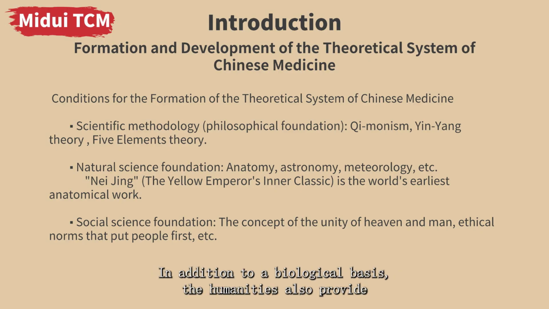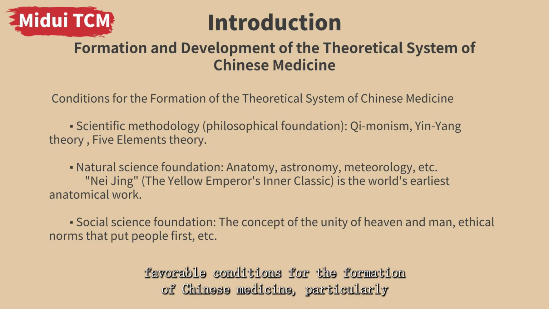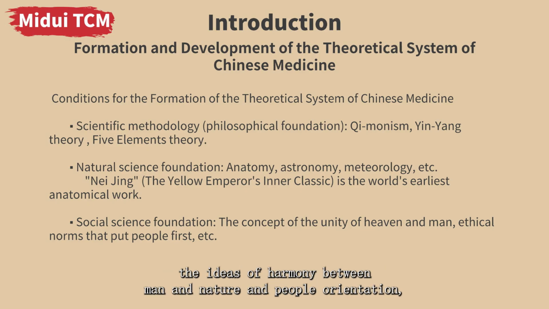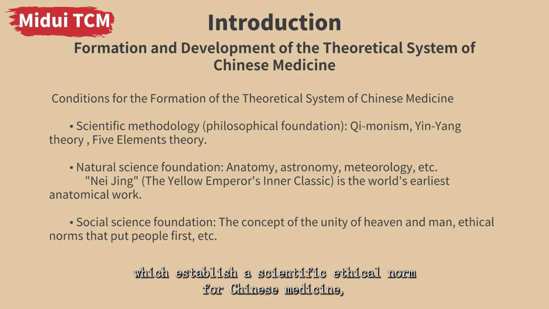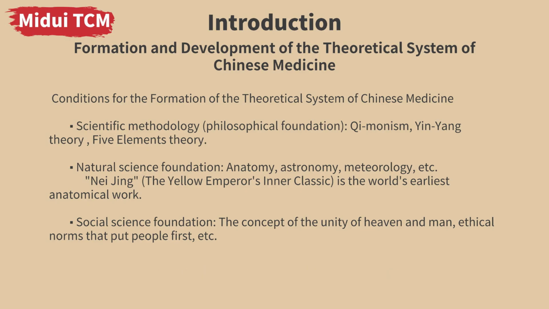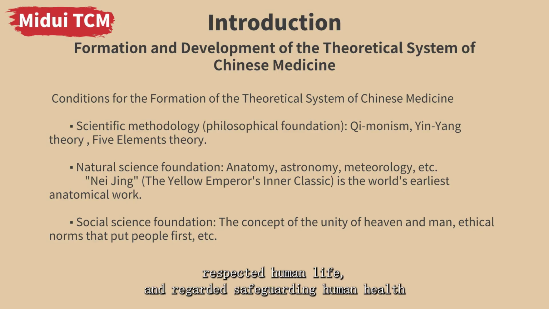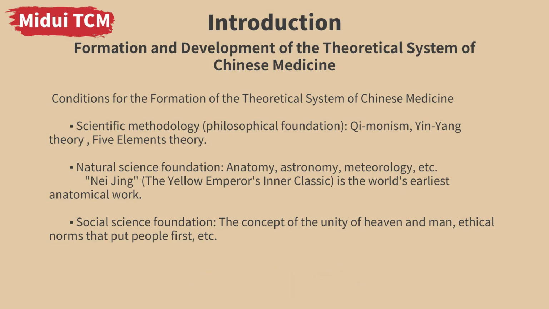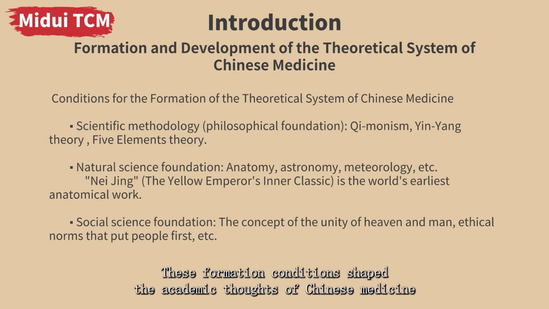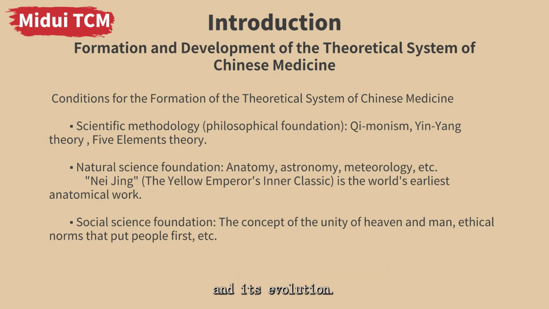In addition to a biological basis, the humanities also provide favorable conditions for the formation of Chinese medicine, particularly the ideas of harmony between man and nature and people orientation, which establish a scientific ethical norm for Chinese medicine, ensuring its healthy development. Since its inception, Chinese medicine has emphasized people orientation, respected human life, and regarded safeguarding human health as its ultimate goal, distinct from Western medicine. These formation conditions shape the academic thoughts of Chinese medicine and its evolution.